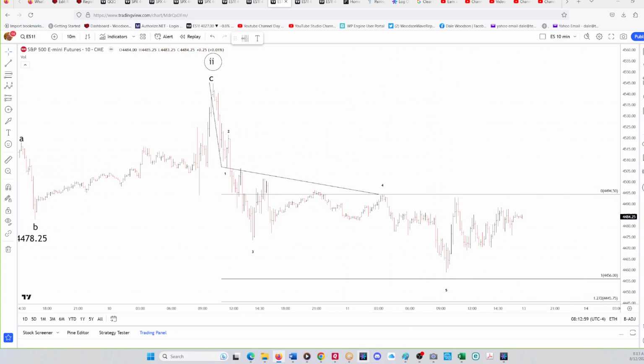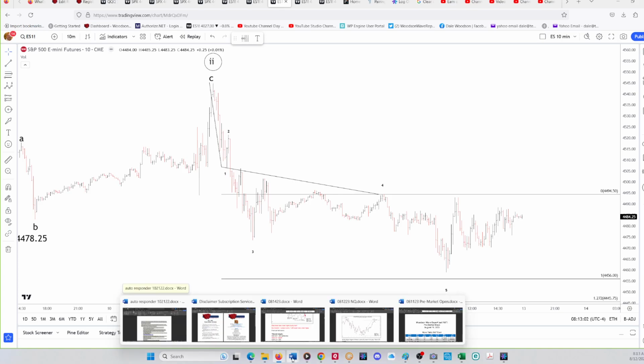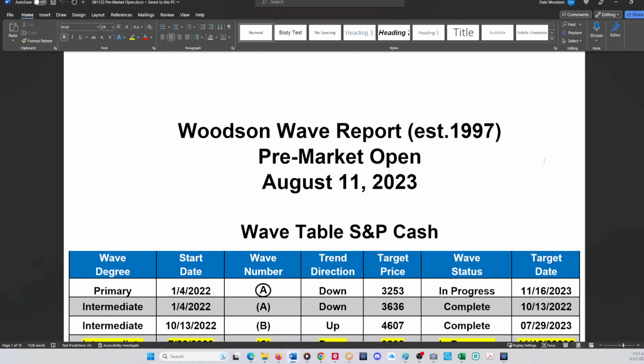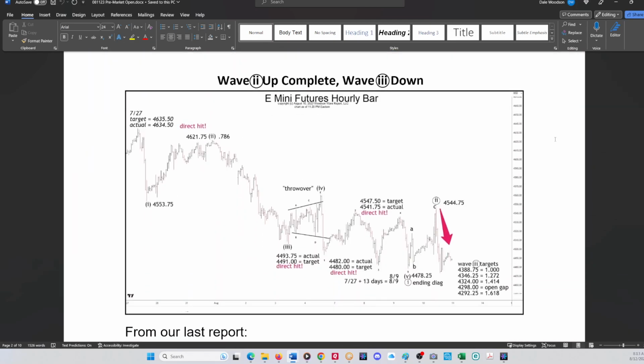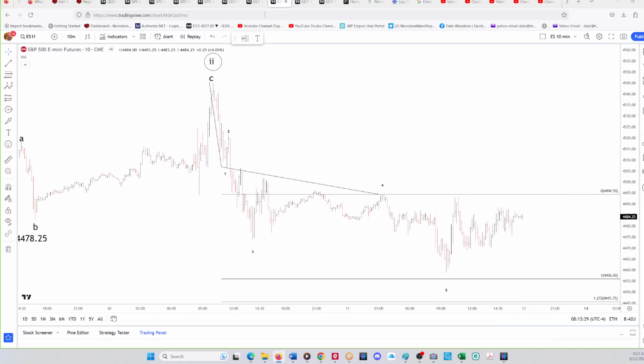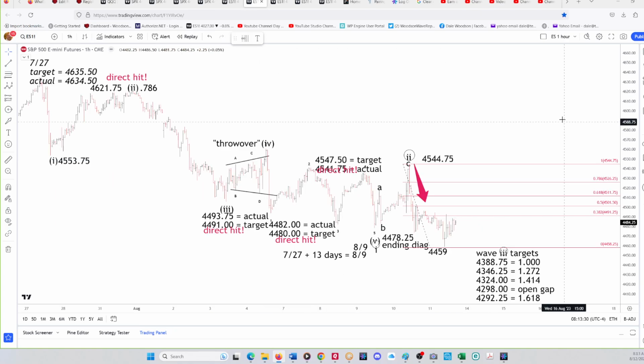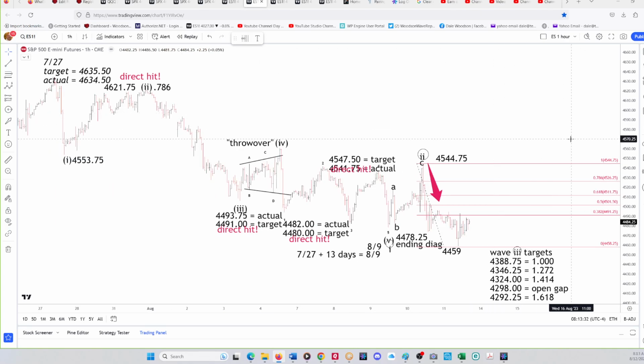Okay, let's get to our last report, which was yesterday, Friday. We had a pre-market open, and there is the current situation. It was before the market on Friday. That's the same basic picture as that last one with our wave 3 targets there. The market didn't do a whole lot on Friday, up or down, didn't make a new high, didn't make a new low. Let me just make sure of that here with our hourly. There we are. That's the same picture there, and that's what we're looking at.